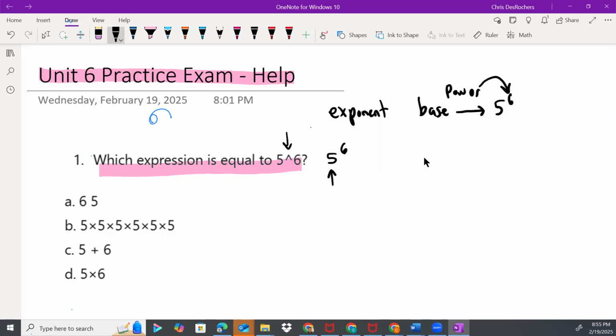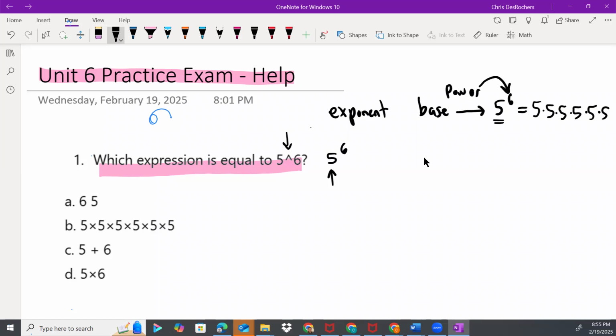So we know that 5 to the 6th is going to be: the power tells us how many times we repeat the multiplication of our base, and we're going to do it 6 times. So that's going to be 5 times 5 times 5 times 5 times 5 times 5. And so that's what 5 to the 6th power means.